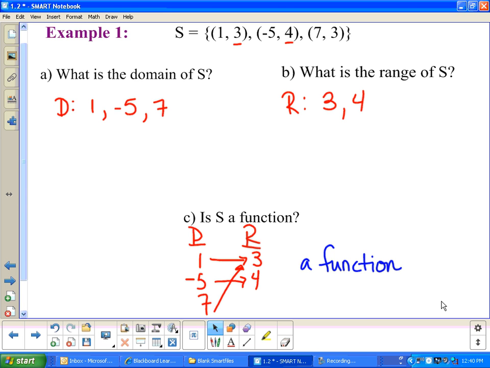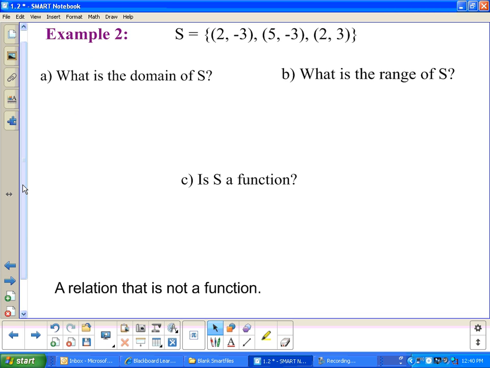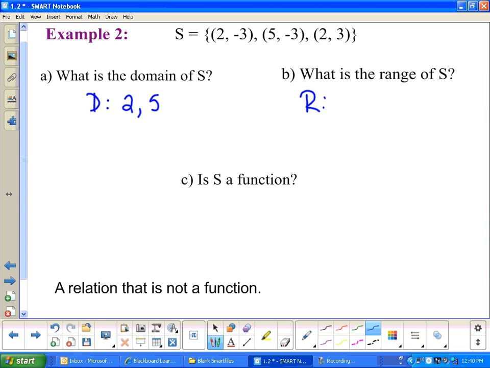All right, let's look at another example. Example 2, we have a different set here. What is the domain of S? The domain of S would be 2, 5. Now, I do not have to write down 2 again because it is already listed. Our range would be -3. I do not have to write down -3 again, and then 3.